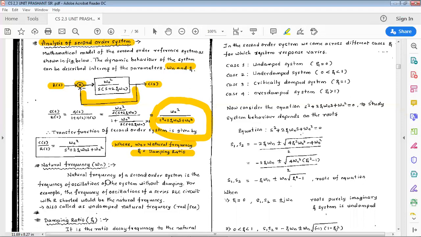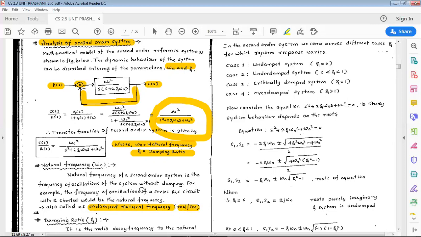Now we look into it. What is that natural frequency? That is the omega n. Natural frequency of a second order system is the frequency of oscillation of a system without damping. For example, the frequency of oscillations of a series RLC circuit with R shorted would be the natural frequency. It is also called the undamped natural frequency. The unit is radians per second.